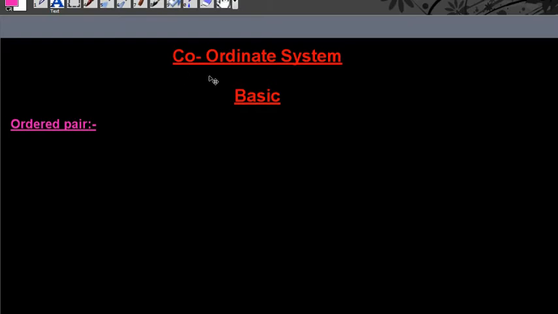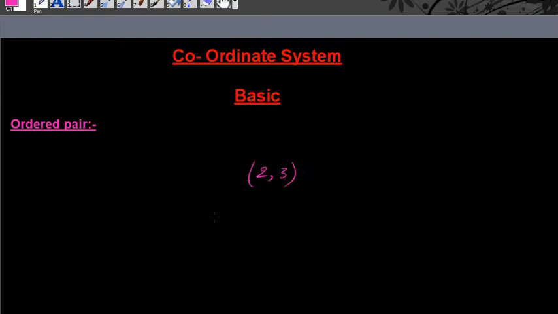Before going to the coordinate system basic concept, we need to know about the ordered pair. What is the ordered pair? I will discuss it now. Suppose, for example, the numbers 2, 3. These two numbers can be arranged in brackets, separated by a comma. This arrangement is called the ordered pair.